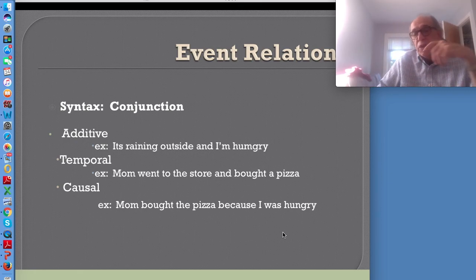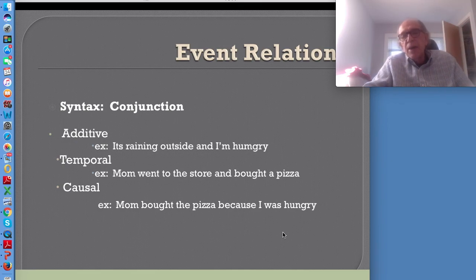Now, if the child could have said, I was hungry and Mom bought the pizza, and not use the conjunction because, still I'd call that causal. I was hungry and Mom bought the pizza. I'd still call that a causal relation. I'd analyze that as causal.